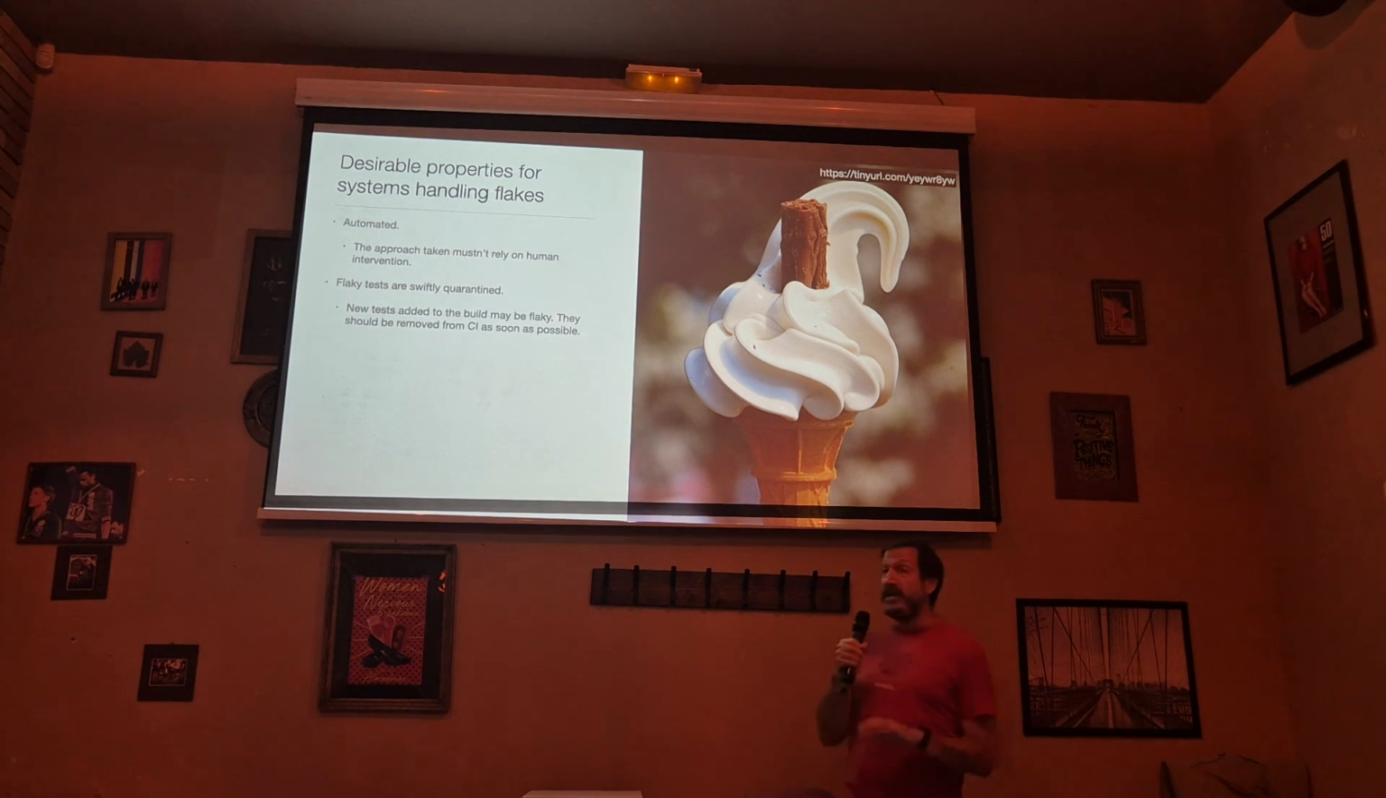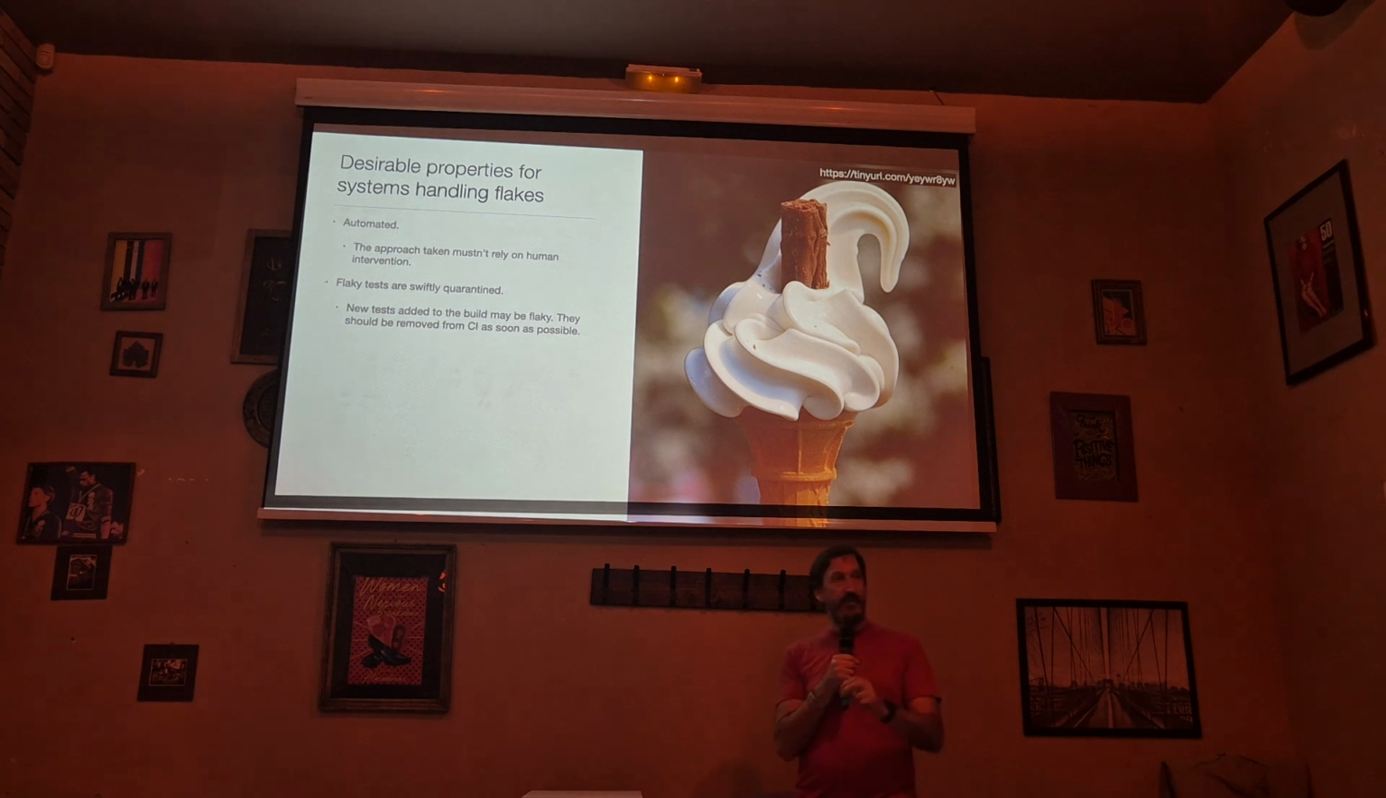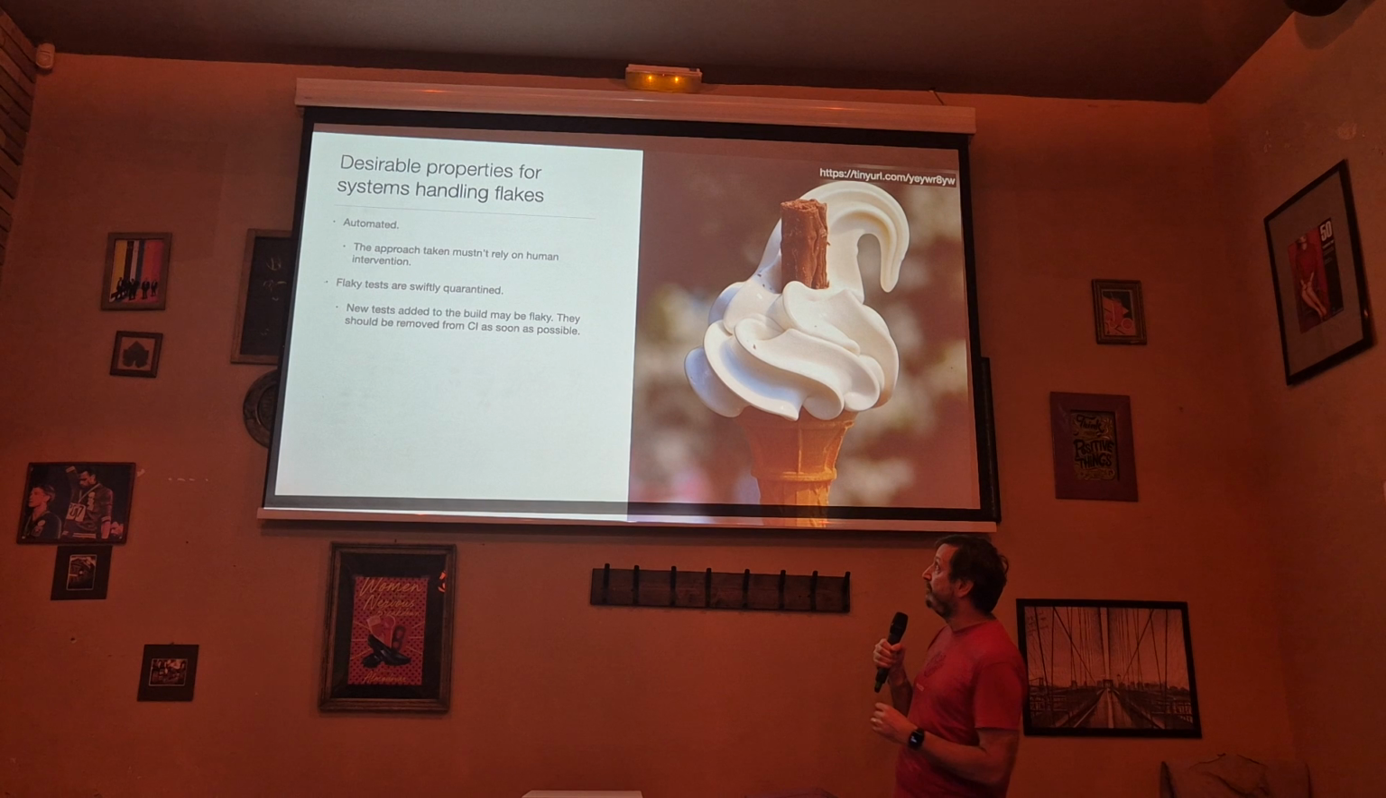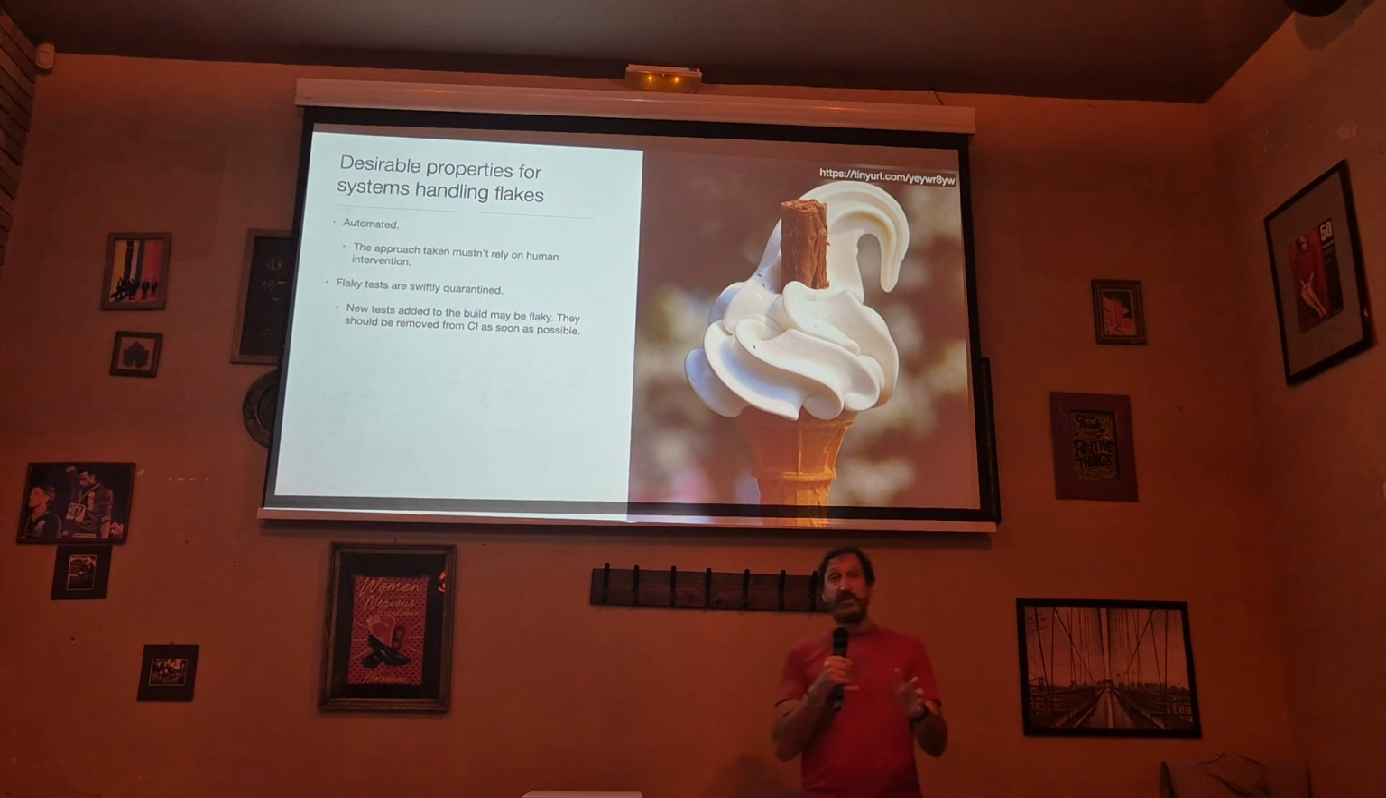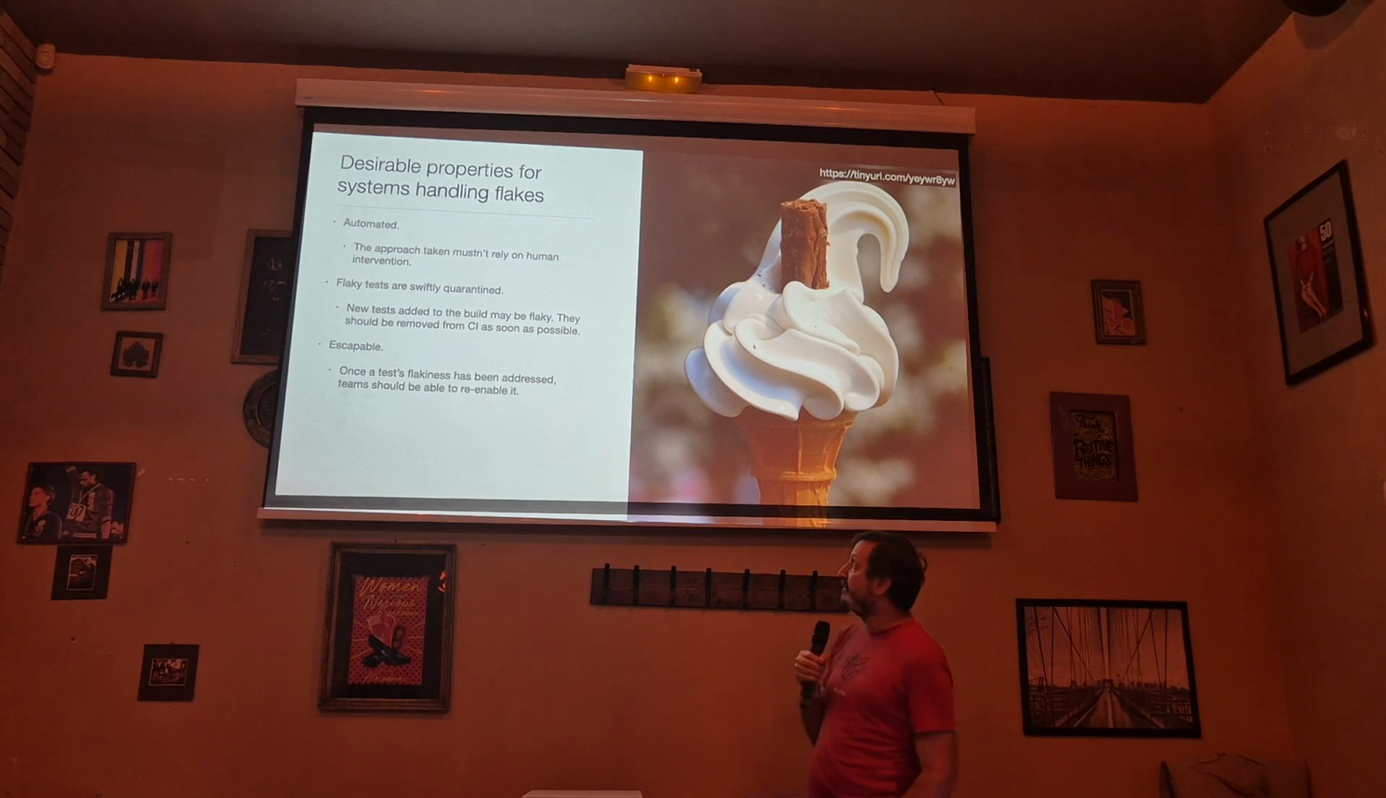Secondly, flaky tests are swiftly quarantined. Our CI builds have to be trusted. If we don't take flakiness out of them quickly, they will not be trusted. We need to do that swiftly. So new tests added to the build, they may be flaky. When we discover one is not how we want it to be, we take it out and we ring-fence it and we make sure it is not part of our CI anymore.